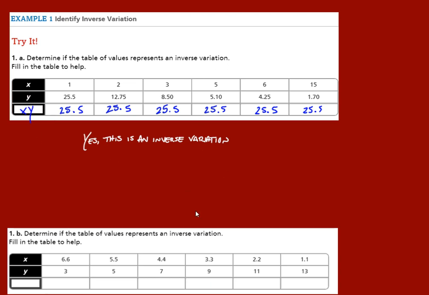All right, so we'll do part B in class. Let's go ahead and turn and actually get the definition of an inverse variation. Inverse function.